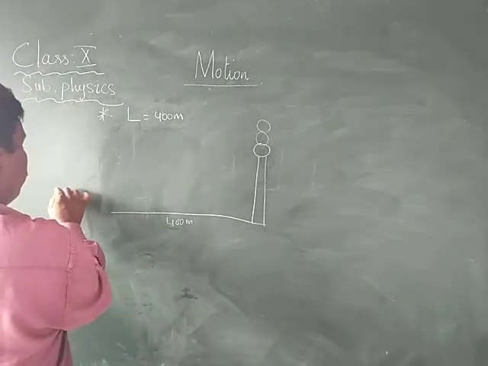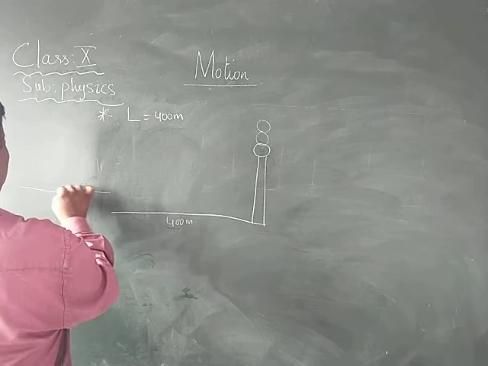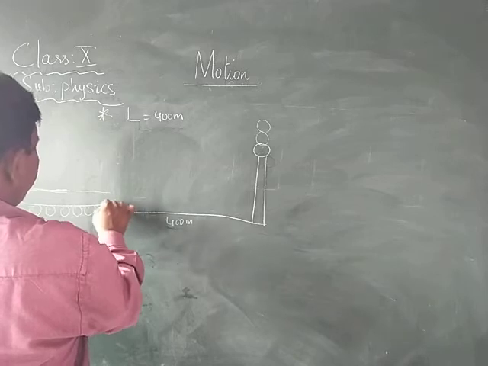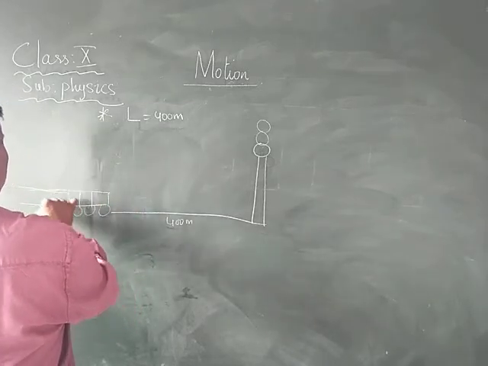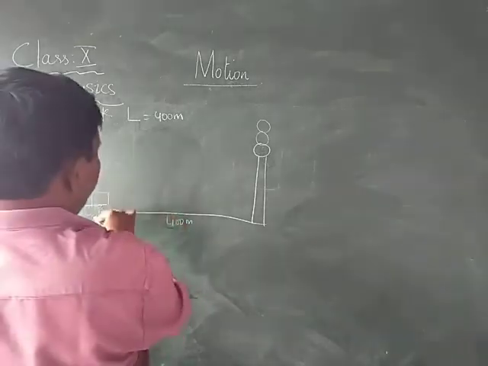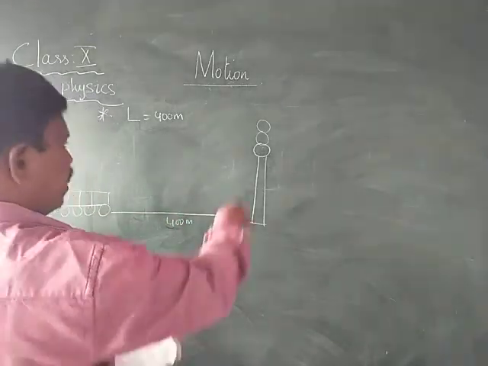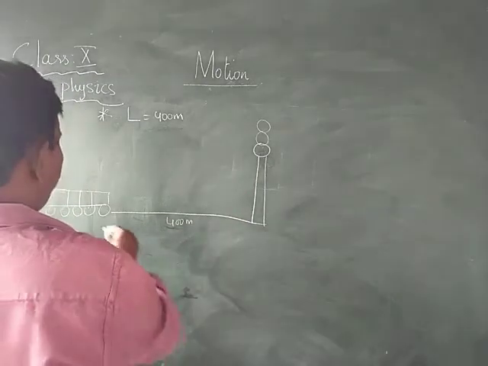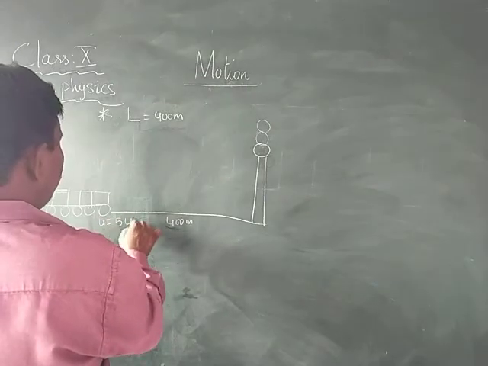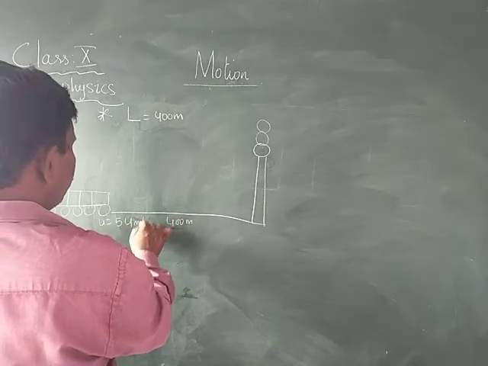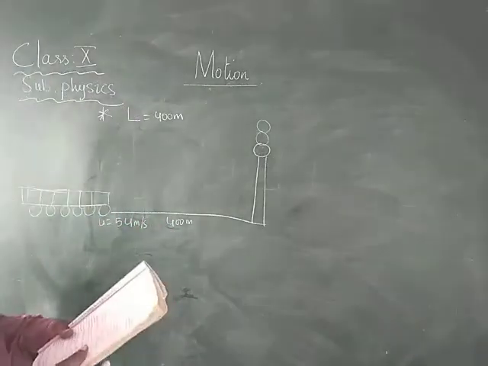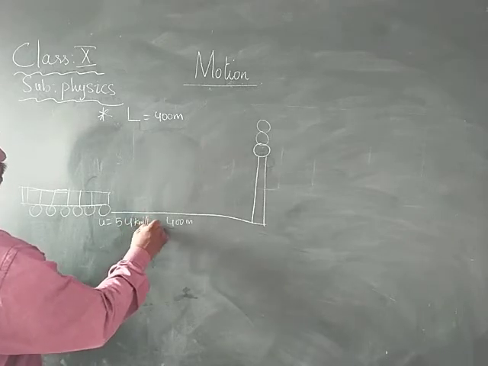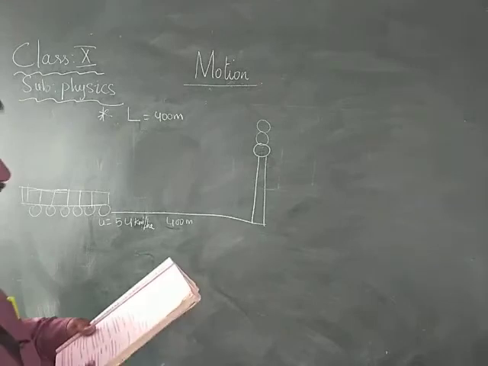Brakes are applied by a locomotive. Locomotive means train. Before 400 meters, brakes are applied by looking at the signal. It is moving with a velocity of 54 kilometer per hour.